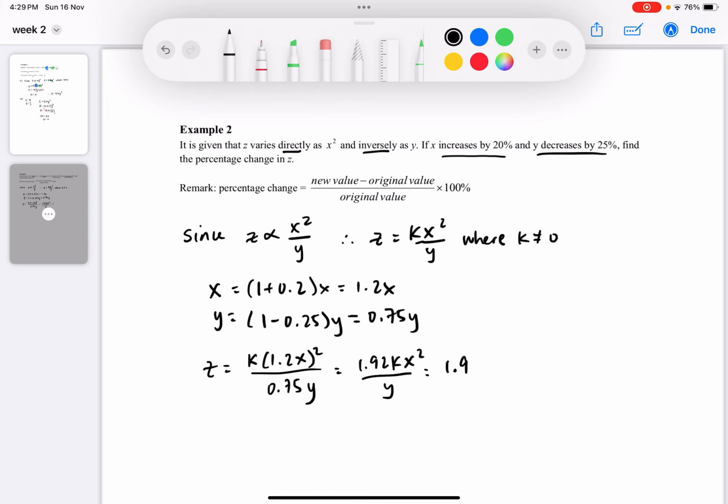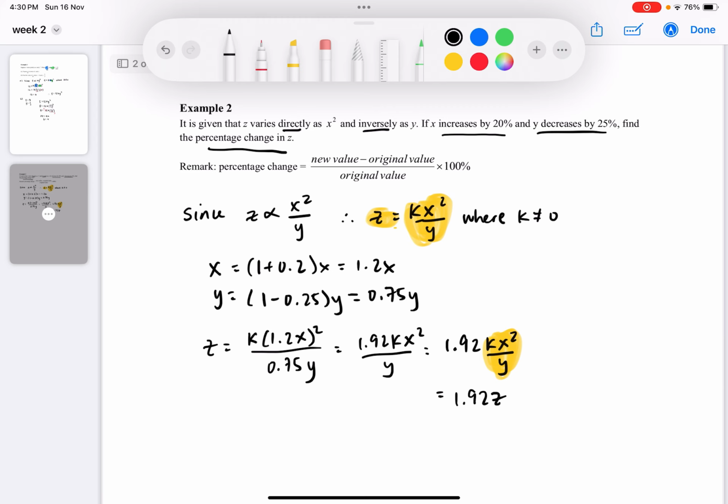So let me rewrite it, and then you can see it better. I'm just rewriting. Do you see this part, yellow? It's very similar to this. It's exactly that. So in other words, we can say that it is 1.92 Z, right here. But we're not done yet, because they asked for the percent change in Z.